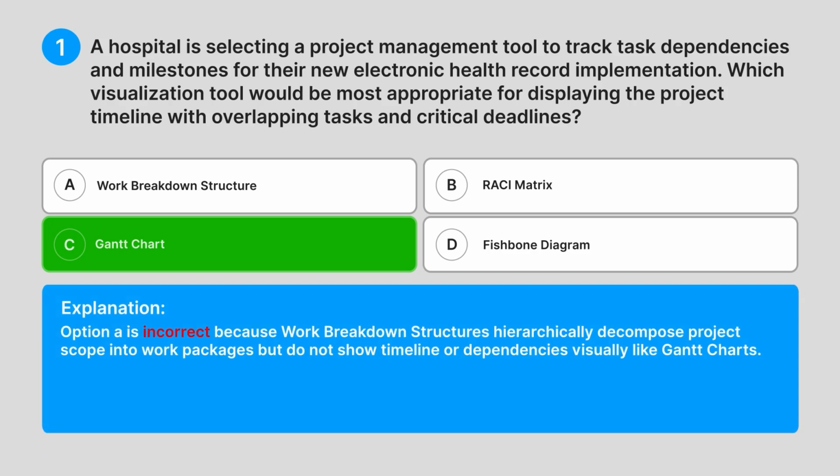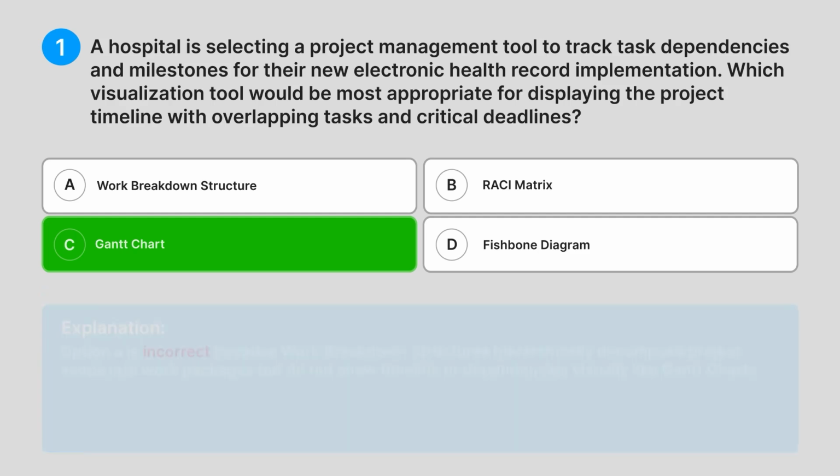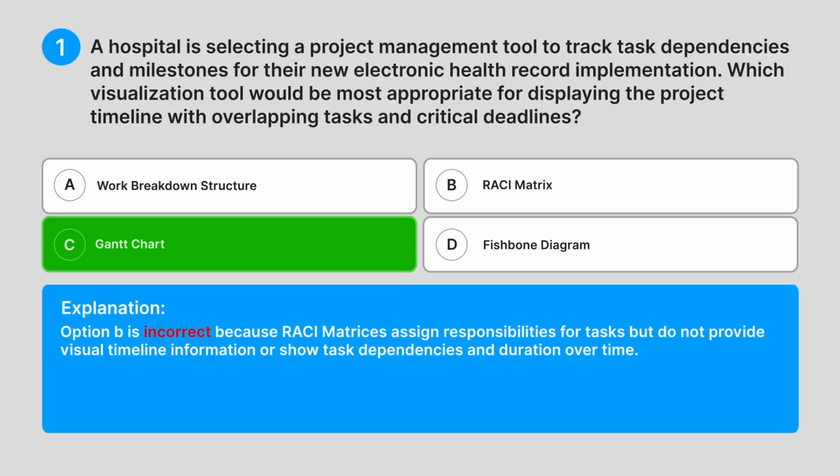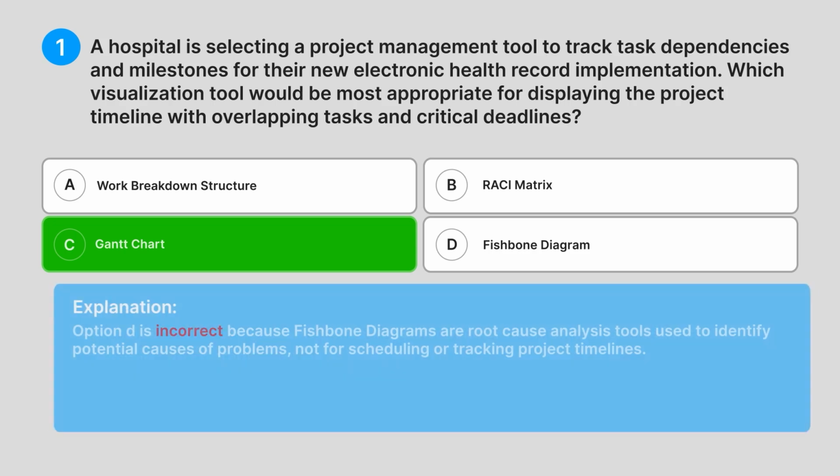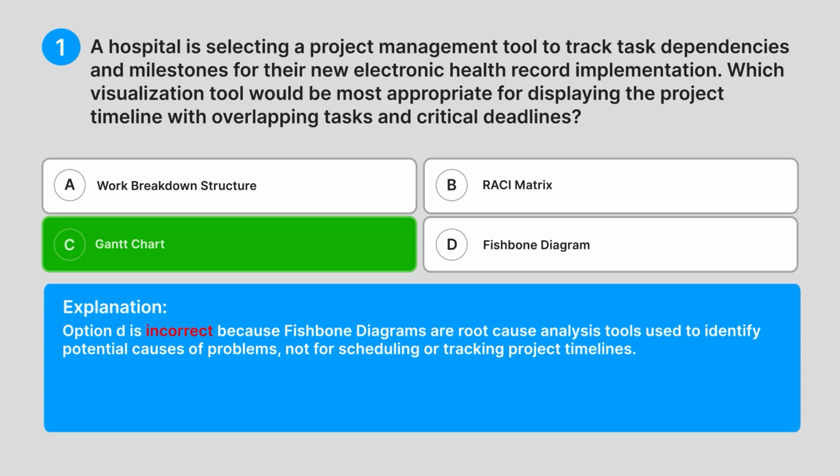Option A is incorrect because work breakdown structures hierarchically decompose project scope into work packages, but do not show timeline or dependencies visually like Gantt charts. Option B is incorrect because RACI matrices assign responsibilities for tasks, but do not provide visual timeline information or show task dependencies and duration over time. Option D is incorrect because fishbone diagrams are root cause analysis tools used to identify potential causes of problems, not for scheduling or tracking project timelines.